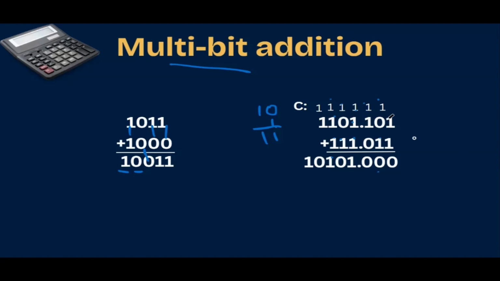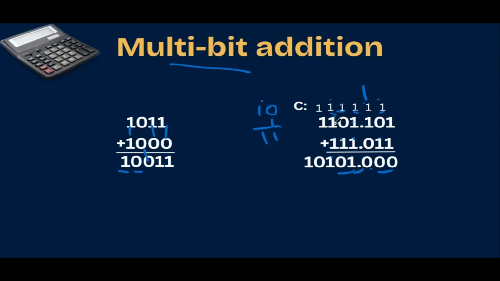Starting from the LSB, we have 1 plus 1 equal to 0 with a carry 1. This one is added with this bit to get 0 with a carry 1. And this one is added with this bit to get 0 with a carry 1. Then 1 plus 1 is 0 with a carry 1. And again, this 1 is added here. So we get 10 plus 1, that is 11, that is 1 with a carry 1. And this is again added with 1 to get 0 with a carry 1.